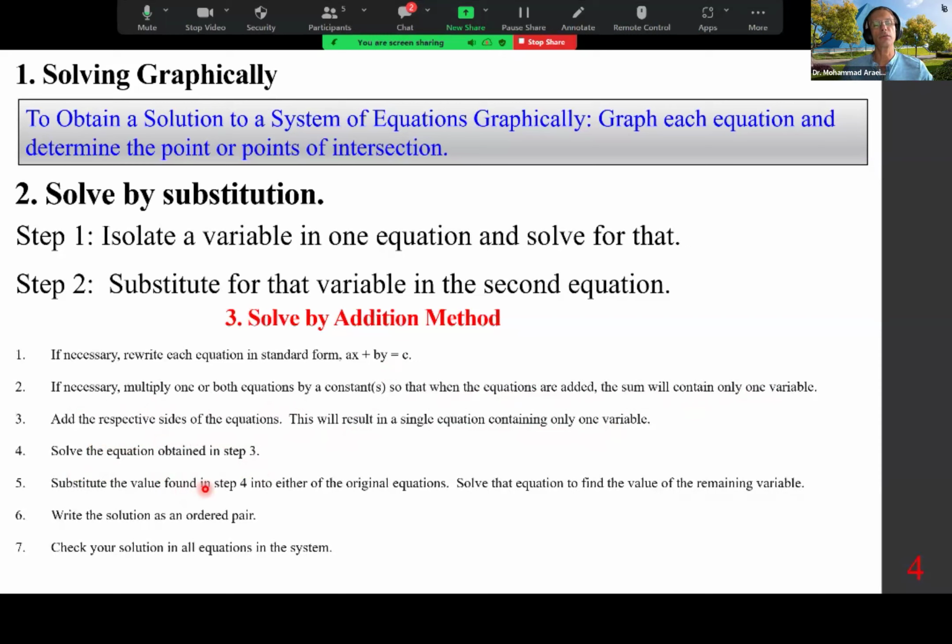Substitute the value found in step 4 into either of the original equations. Solve the equation to find the value of the remaining variable. Write the solution as an ordered pair. Check your solution. This is the process, but of course, it's easier said than done. We've gone through the process. Practice can help understand it better.